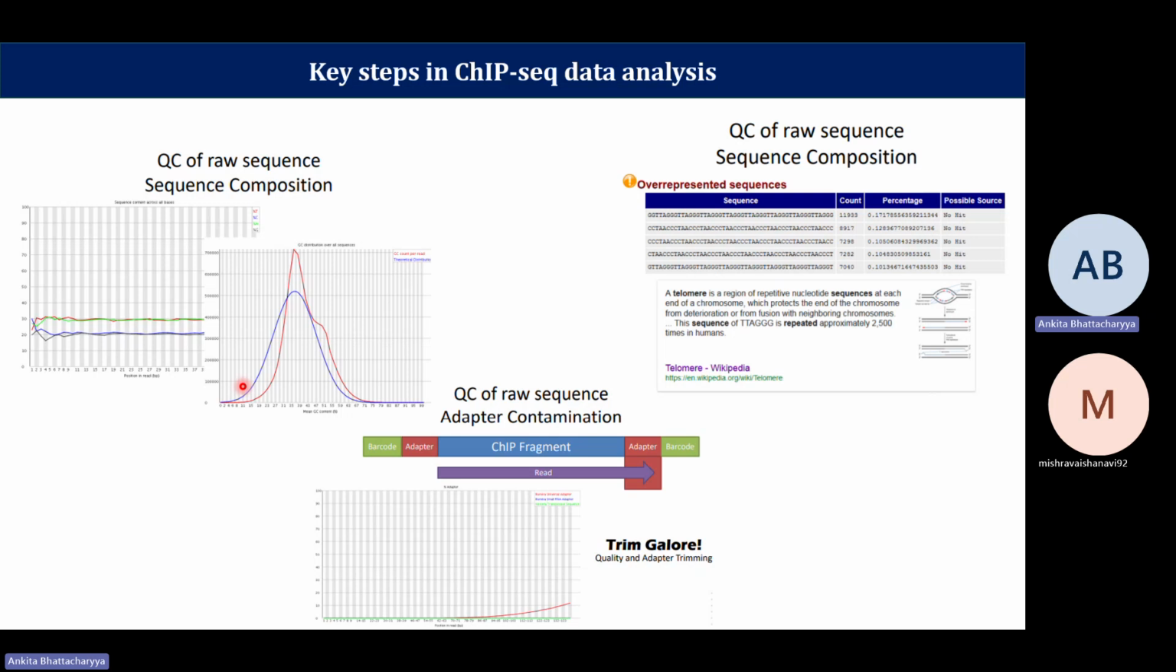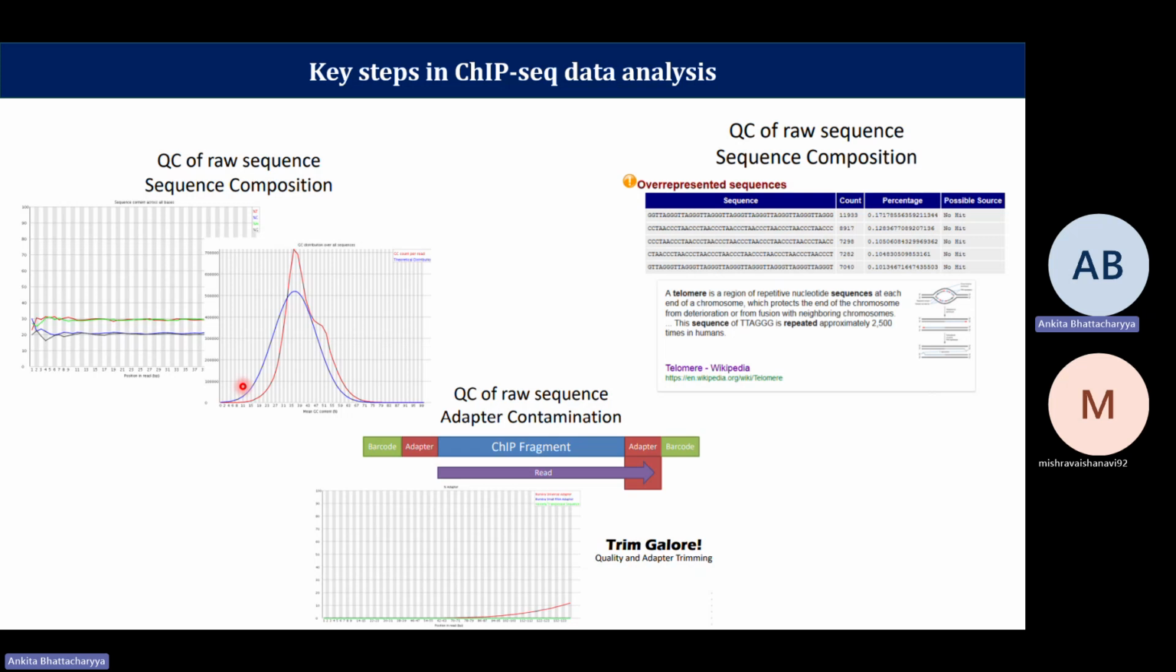And if it has adapter contamination, that can be taken care of by Trim Galore, or Trimmomatic, I think, which is able to detect any such adapters which might be present so that it can clean them off. And it does not hamper the actual data, it's not necessary, let's just put it that way.